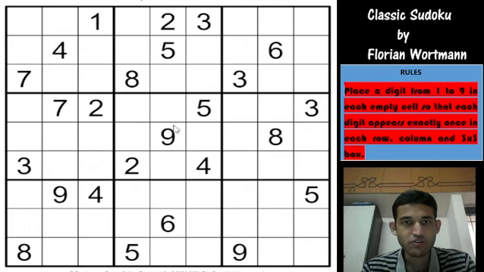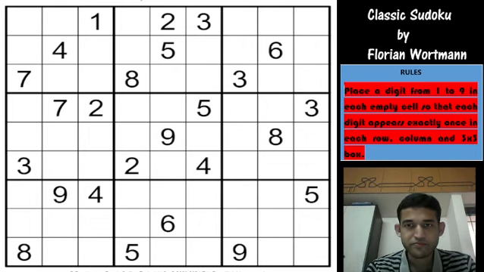Let us move on to the rules. Classic rules. Each row, each column of the grid and each 3x3 box will have digits from 1 to 9 without any repetitions. So having said that, we'll attempt this Sudoku by Florian today.